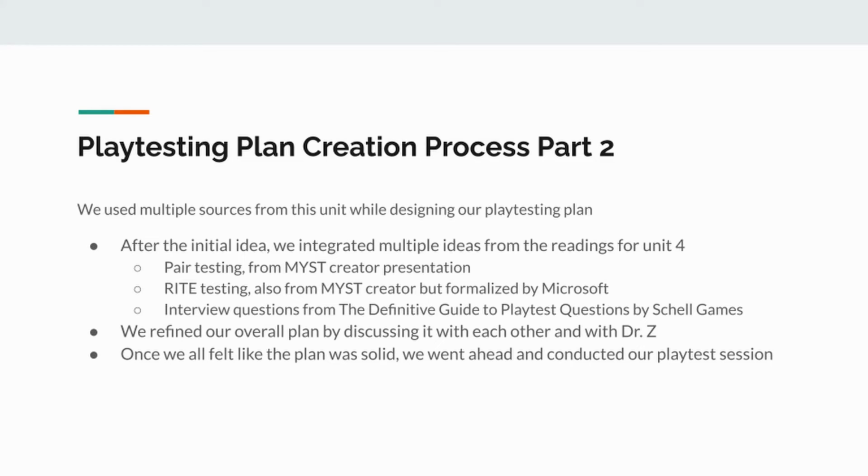Okay, so playtesting plan creation process part 2. Like I said in the previous slide, we used multiple sources from this unit while designing our playtesting plan. After the initial idea, we integrated multiple ideas from the readings of Unit 4. It wasn't immediate, but after we had our initial idea, it made sense to start picking and choosing things from Unit 4. So we identified 3 things.